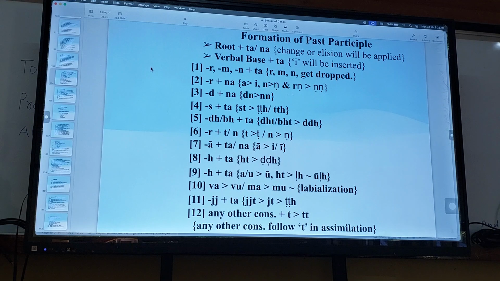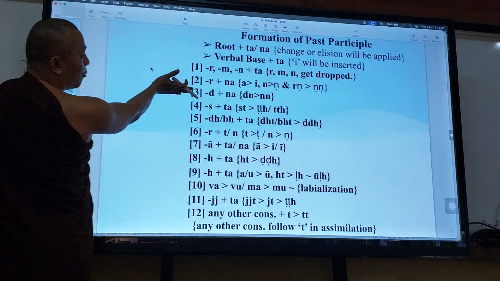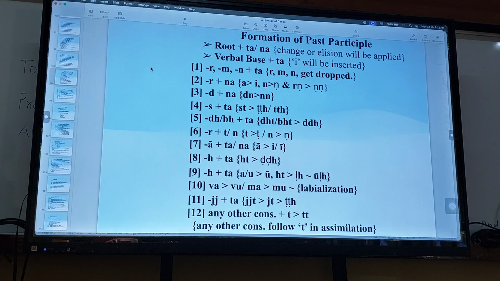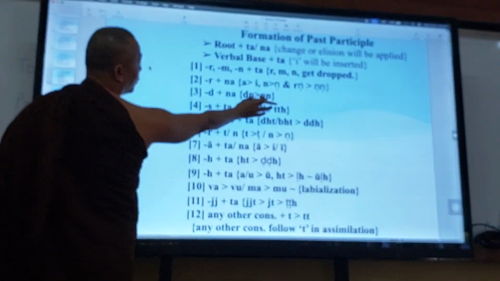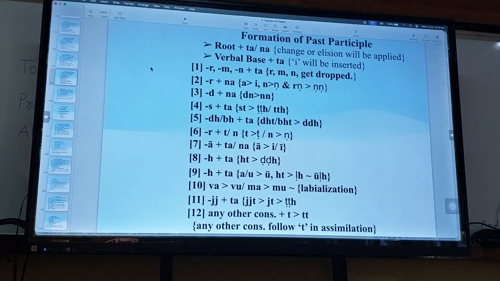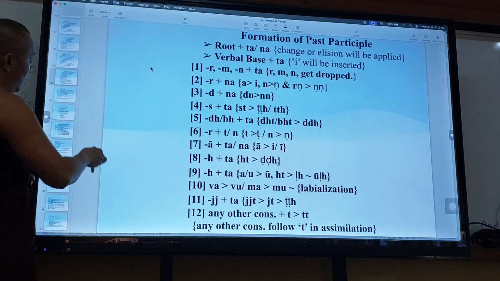So now, that one, the root ended in the da. So at the time we use the na suffix instead of the da suffix. So at the time dana becomes assimilated.